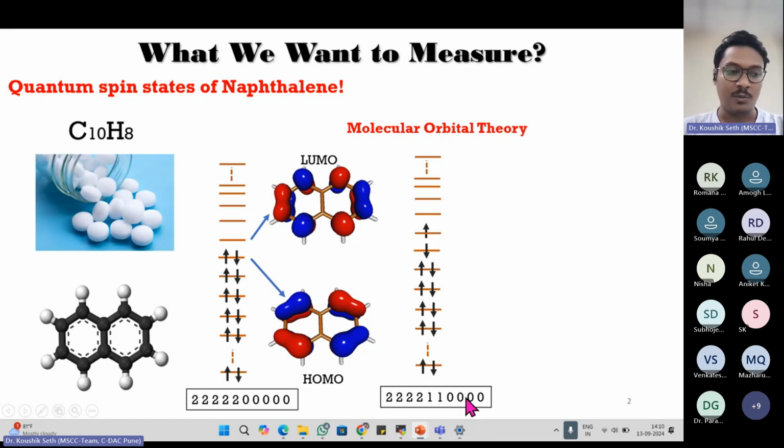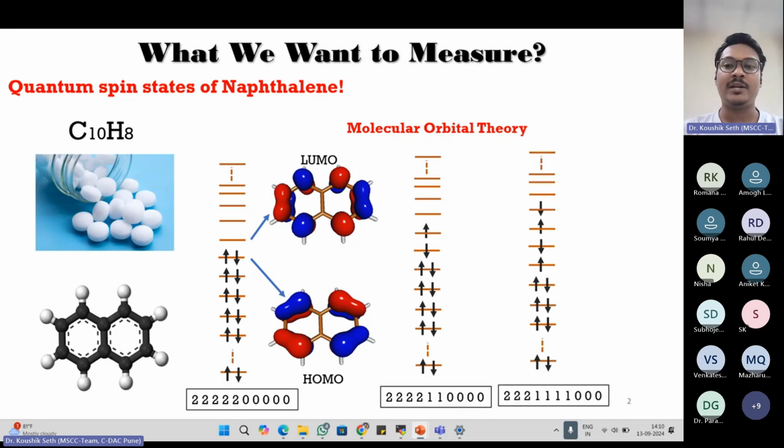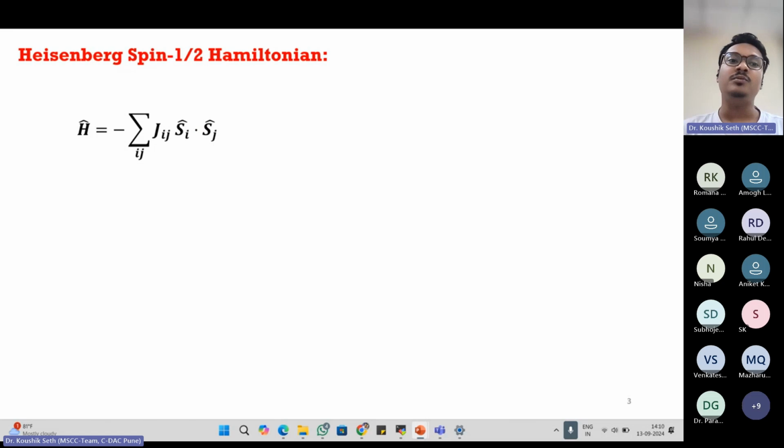So as Professor Ghosh said, for the 30 pi orbitals, the number of configurations goes to 10 to the power 99. So that's a huge problem. Another thing is that molecular orbital calculation itself is a costly calculation. That makes the computation unaffordable to perform on any computer present in this world. So to find an efficient method, we use the Heisenberg spin-half model Hamiltonian.